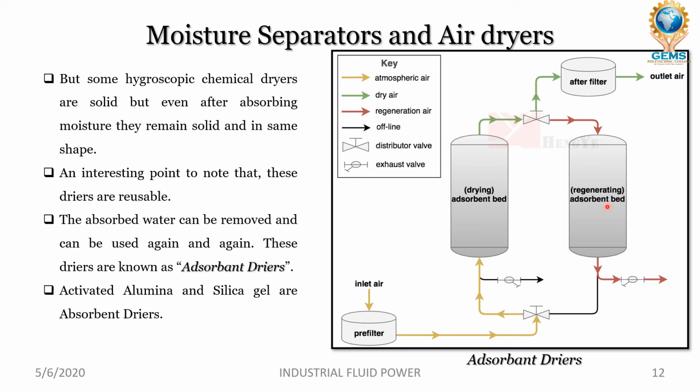So this is the schematic diagram for the adsorbent dryers. Here it is drying, which means here it is absorbing the moisture, and the dried air goes, after leaving the filter, to the consumer. And if you remove the water from the adsorbent, we can reuse this adsorbent again and again.